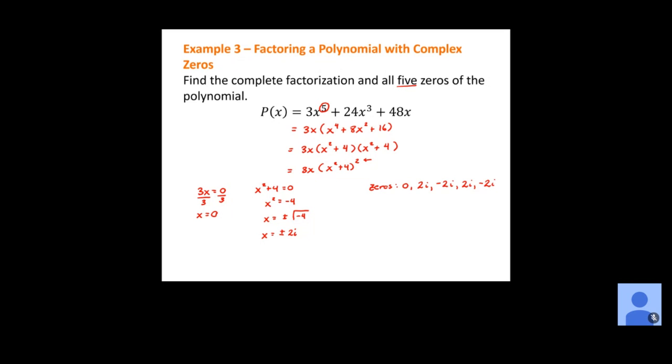And if you're doing these problems in WebAssign, also keep that in mind. They're going to ask you to list out zeros and include repetitions. So you actually do have to list out the 2i and the negative 2i twice for a problem like this.